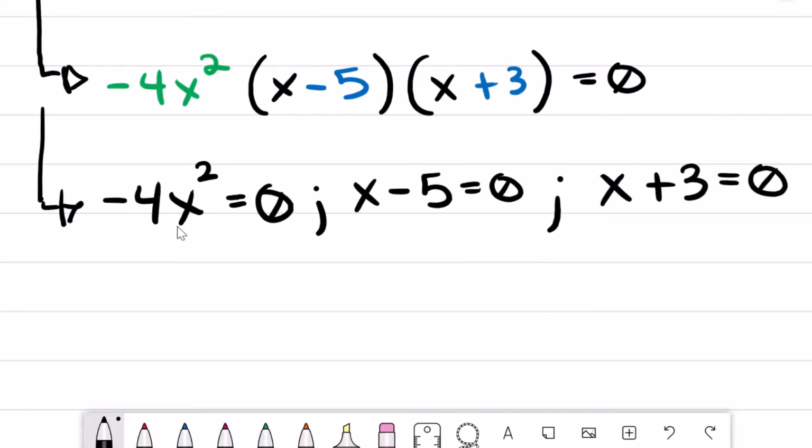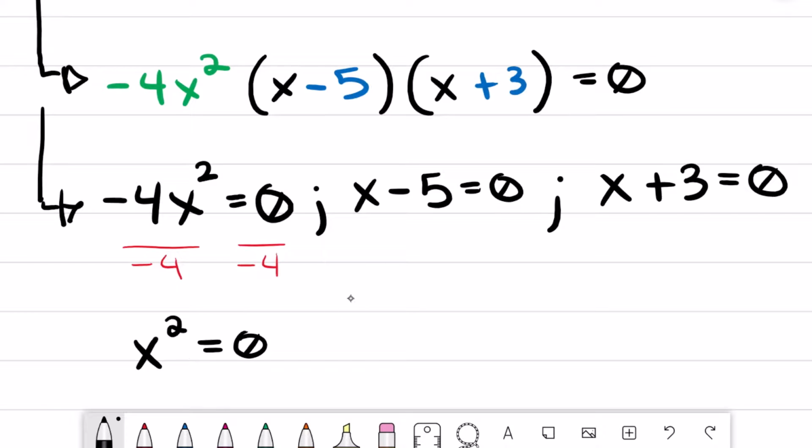The next part here is to try to then solve for each part of our factored polynomial and get our zeros or our solutions. So on the first part, I have -4x to the second is equal to 0. I want to isolate my variable to get my solution. So what I'm going to do is divide both sides by -4. And when I do that, that is going to give me x squared is equal to 0.